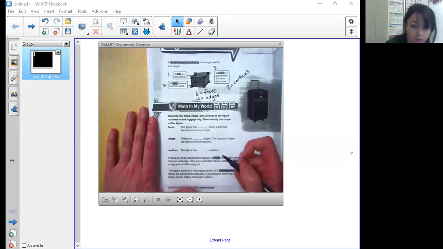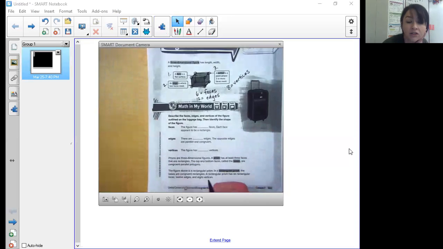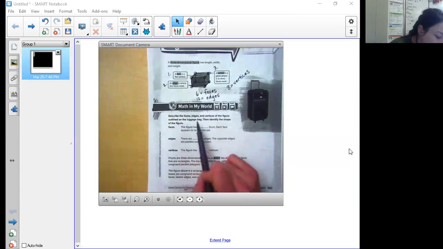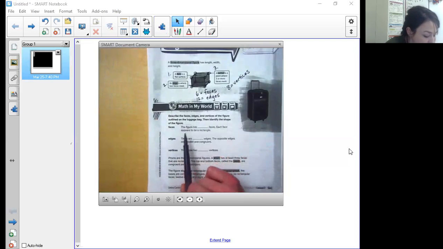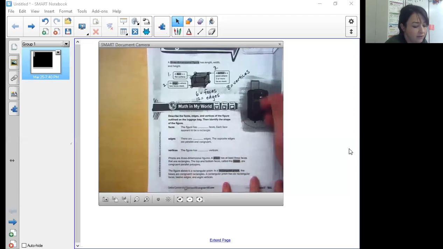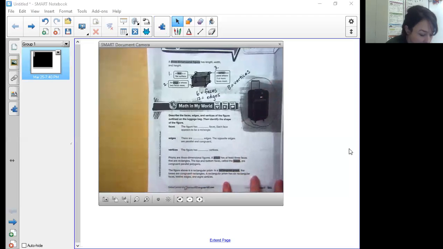All right, the problem we've been having lately is that you guys are not reading the instructions completely. You read the first sentence and then you do that, and then you don't remember to read the second. So I'm going to make sure that I read both sentences so that I can get full credit for the assignment. That is, describe the faces, the edges, and the vertices of the figure outlined on the luggage bag. Then identify the shape of the figure. So they are obviously talking about this luggage bag that is next to us.